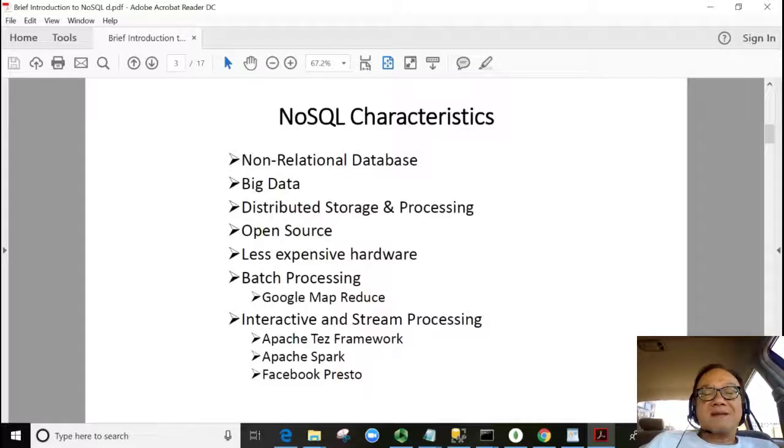NoSQL processes data in a batch mode. The Google MapReduce is commonly used, but NoSQL can also provide interactive and streaming processing. In those scenarios, the Apache Spark and Facebook Presto are commonly used.